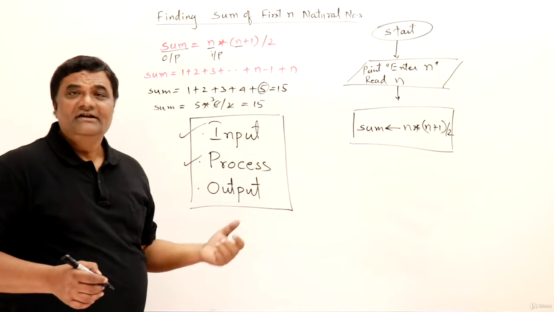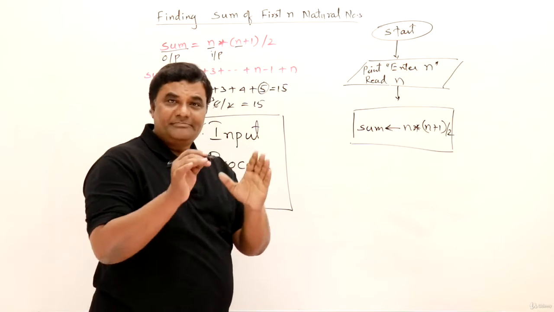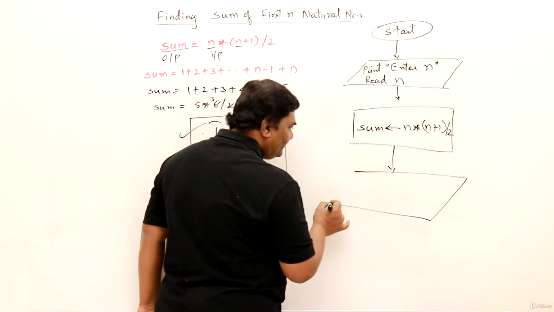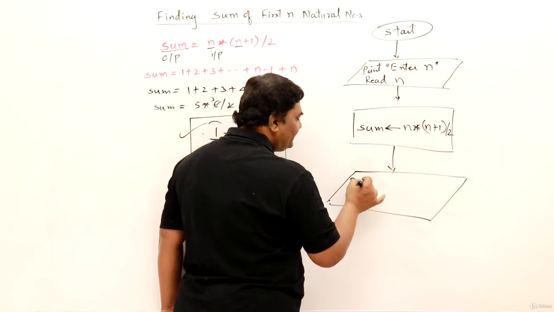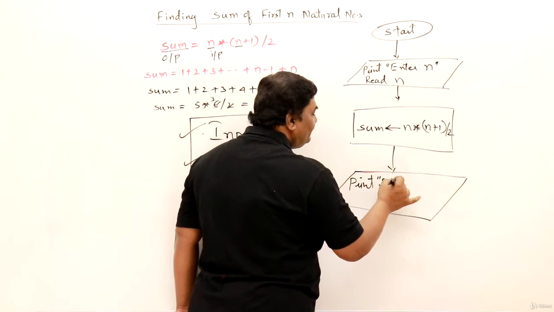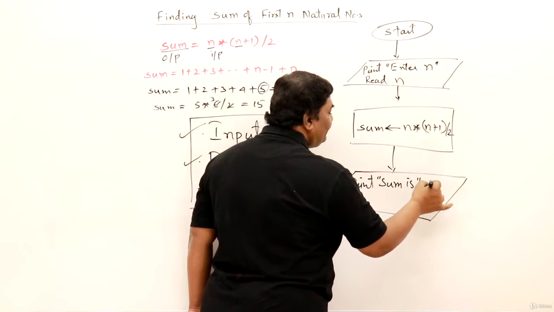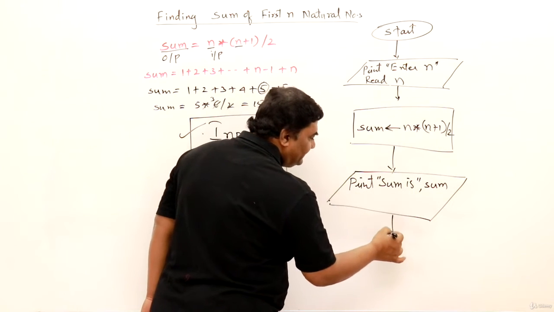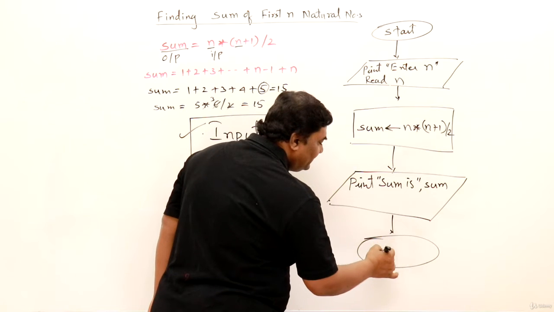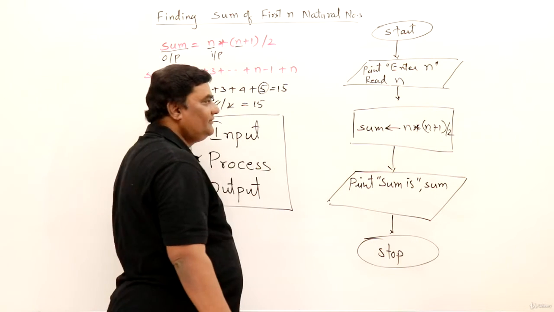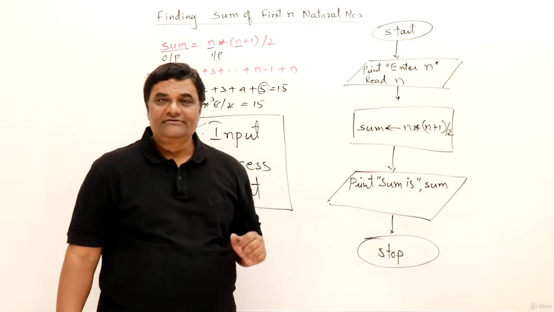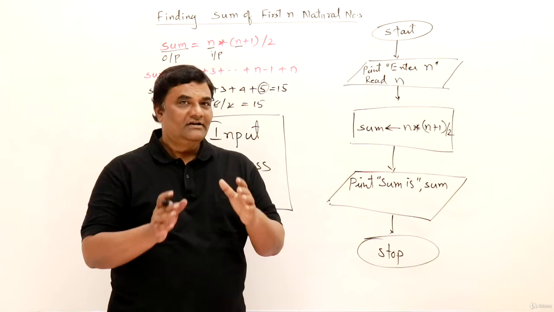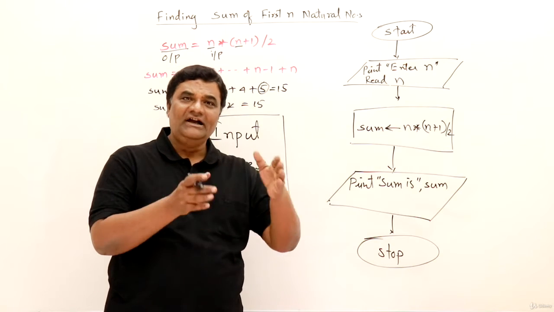The next step is output. We have the result in the variable sum, so print that one, again in an input output box. I will give a message, printf, "sum is", then after this I will write the variable name. The message is in double quotes. Then after this, end of the flow chart: stop. So this is the flow chart for finding the sum of first n natural numbers using this formula.